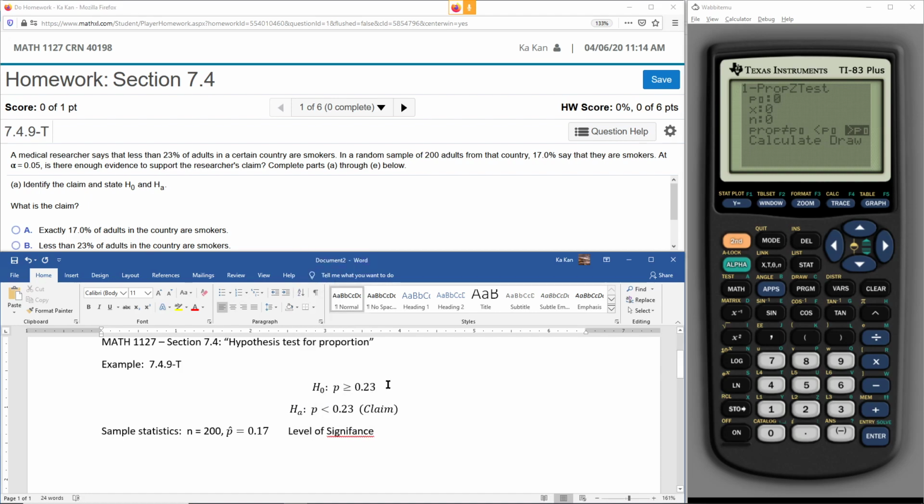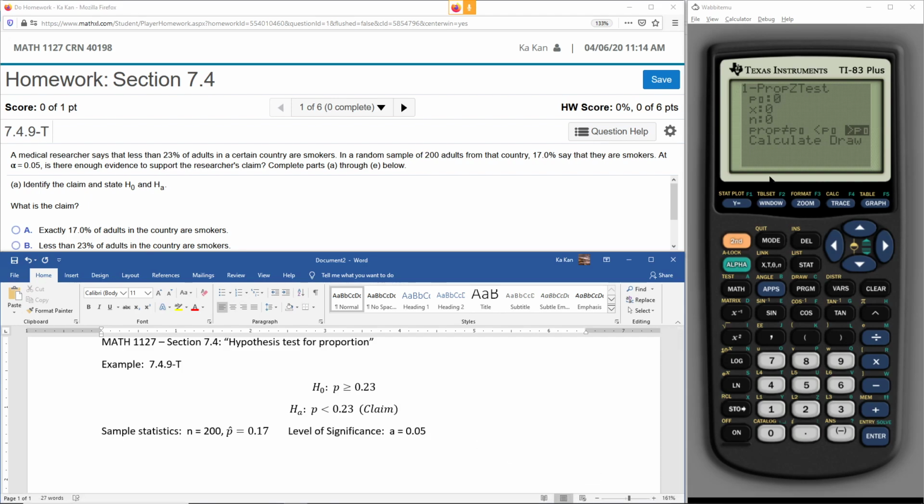It's right here. Oh, I forgot to say, alpha equals 0.05. So now, same thing.